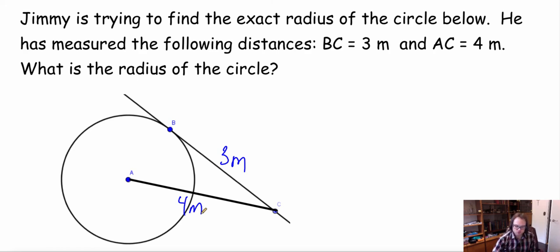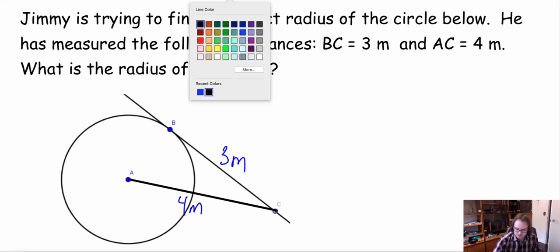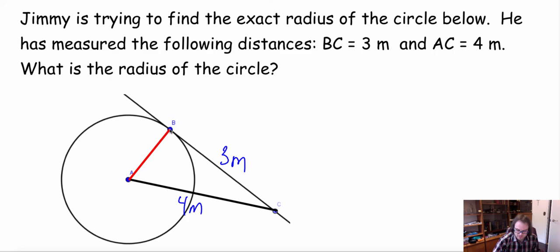So I'm going to draw a radius here. And I'm going to draw a radius, obviously, to my point of tangency. And I'm going to make this a different color. Let's try this red. So I'm making a radius to the point of tangency. Now this is what we're trying to figure out. And now if we have a radius to a tangent line, that's going to make a right angle.